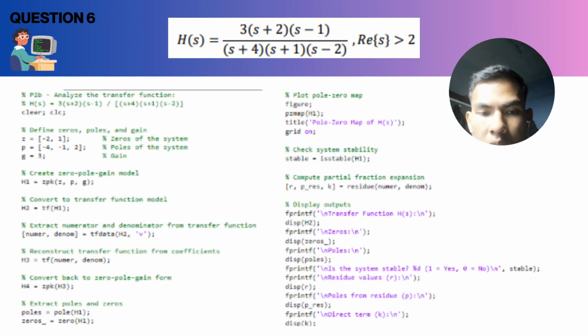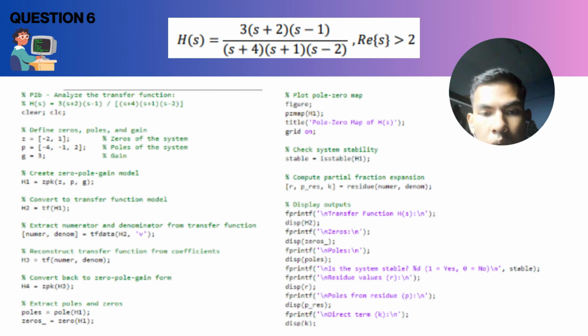We use the pole-zero map to analyze the system. From the output, we can see the zeros are at s equal negative 2 and s equal 1, while the poles are located at s equal negative 4, s equal negative 1 and s equal 2. Looking at the pole-zero map, the poles are marked with red crosses and zeros with blue circles, clearly showing one pole sits in the right half plane at s equal 2. The stable function returned 0, meaning the system is unstable, which makes sense since the pole at s equal 2 lies in the right half plane.